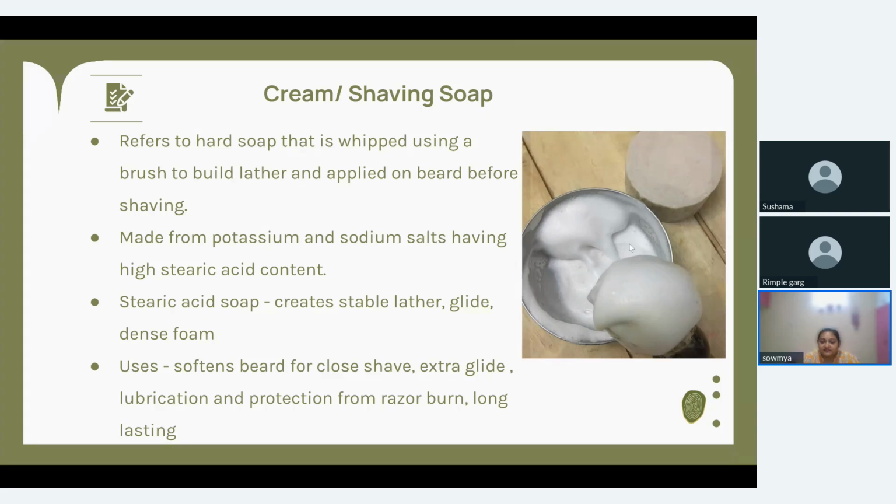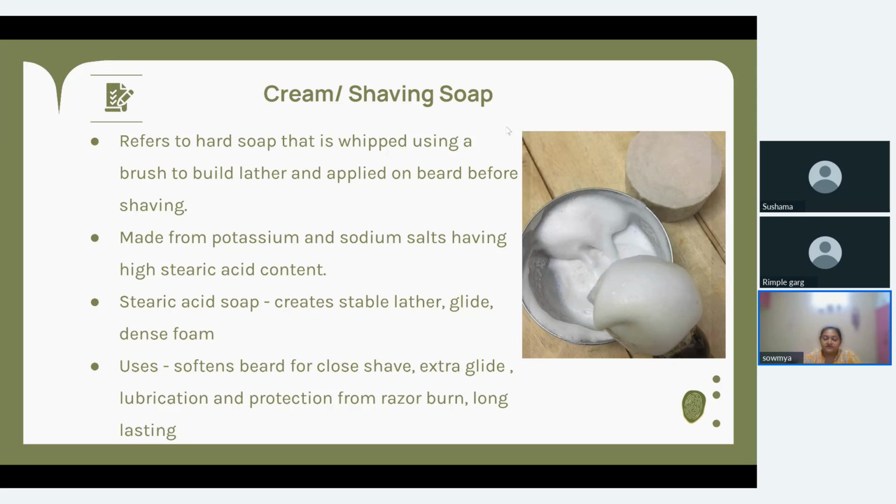If the foam is very dense and thick, the bubbles will not burst immediately, they will last longer, and so it is useful when we are shaving our hair. This type of cream soap and shaving soap is usually made from potassium using dual lye, and these soaps have a very high content of stearic acid. The stearic acid helps to create stable lather and glide, and produce this dense foam.